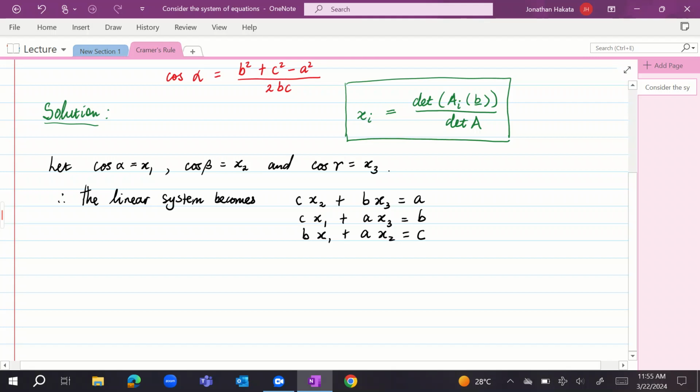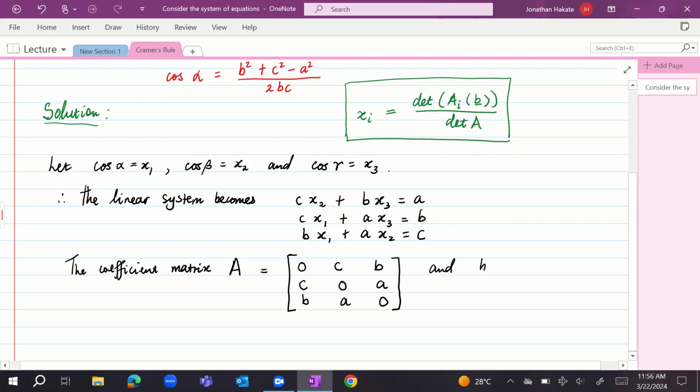Now we can immediately see that the coefficient matrix, capital letter A, is equal to, taking the coefficients of our variables: in the first equation we don't have x1, so the coefficient for x1 is a zero, the one for x2 is c, and the one for x3 is b. For the second equation we have c, 0, a. The last equation we have b, a, 0. We close this matrix. The coefficient matrix is that.